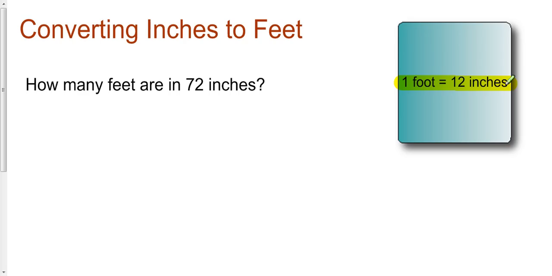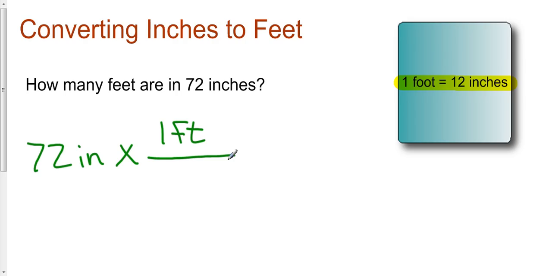How many feet are there in 72 inches? Like most conversion problems, I'm going to start with what I have, which is 72 inches, and I'm going to use IN for short, for inches. And I'm going to multiply that by my conversion rate. I'm going to place the unit that I want on top, that is feet, using FT for feet, and the unit that I don't want on the bottom, which is inches. There are 12 inches per foot.